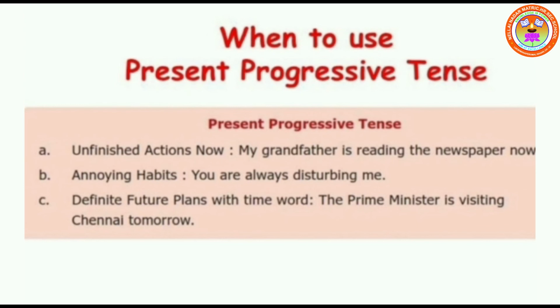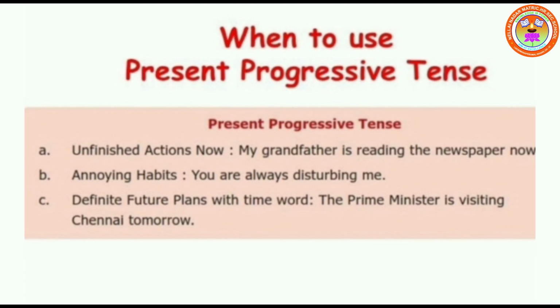Unfinished actions now. For example, my grandfather is reading the newspaper now. In this sentence, grandfather has not completed reading the newspaper. He is still reading. Here, we start with the subject and a be verb. Grandfather is the subject in singular form. We have to use the singular verb is. Then we have to add ing to the verb read.